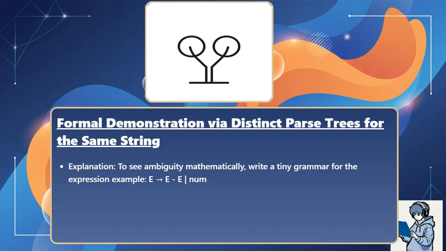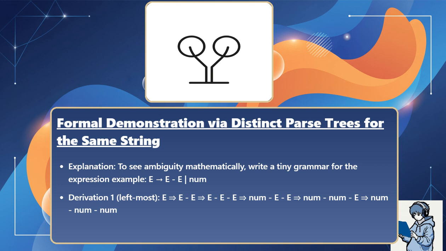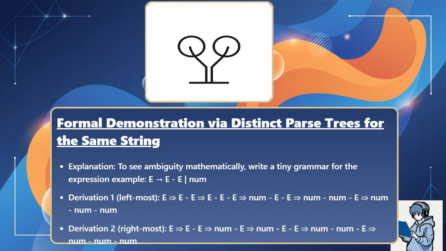Explanation. To see ambiguity mathematically, write a tiny grammar for the expression example. E → E - E | num. Derivation 1, leftmost: E ⇒ E - E ⇒ E - E - E ⇒ num - E - E ⇒ num - num - E ⇒ num - num - num. Derivation 2, rightmost: E ⇒ E - E ⇒ num - E ⇒ num - E - E ⇒ num - num - E ⇒ num - num - num.